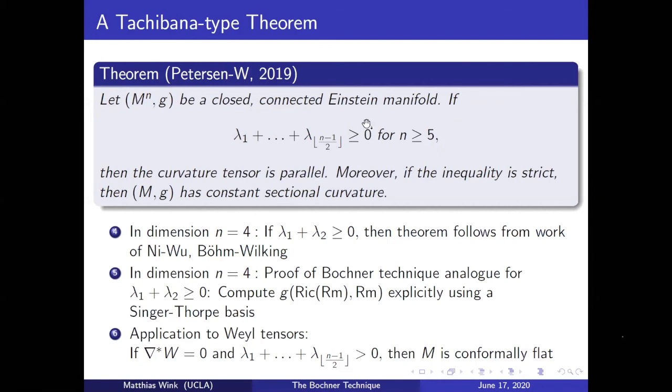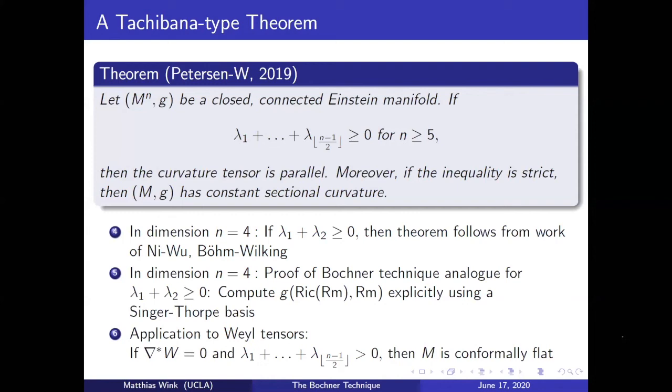And because Einstein manifolds are fixed points or stationary points of the Ricci flow, we see that we actually have to have constant sectional curvature right away. So in n equals 4, 2-positivity is sufficient. And the corresponding rigidity result was proven by Ni and Wu. So we also know in dimension 4, lambda 1 plus lambda 2 is sufficient to get parallel curvature tensor.